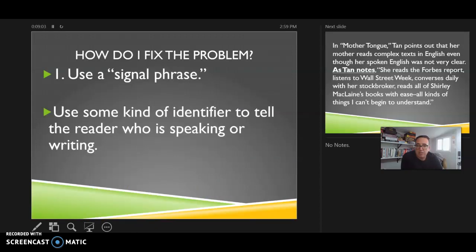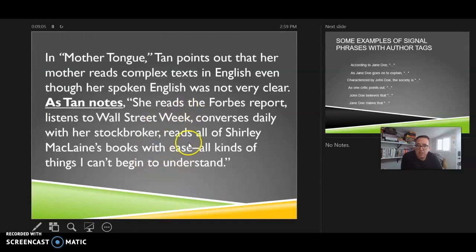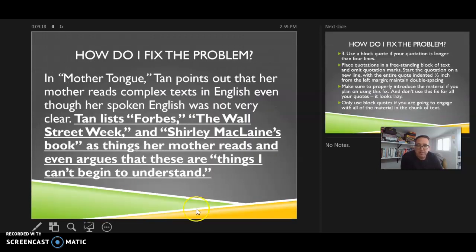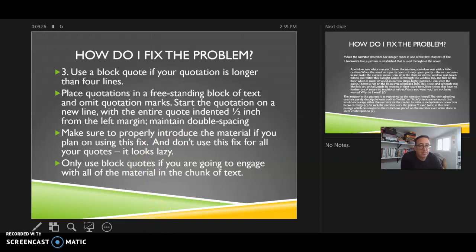Maybe I can, right? So this long quote, and I've broken it up. I use that last bit because I think that's a good way to phrase it, and I want to use her direct words, and I use her examples, Forbes, Wall Street Journal, MacLaine's book, right? But I put it in my own words. I blend it into my own writing. So this is the gold standard. This is what you want to practice because this shows deeper engagement with the text.